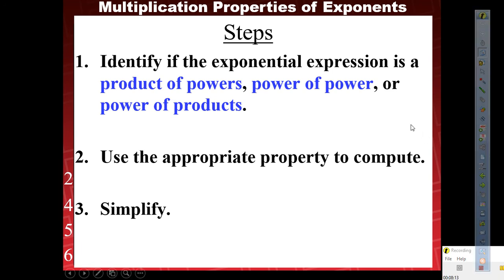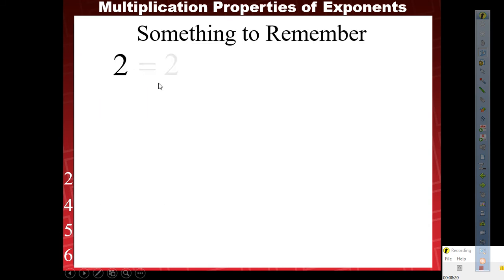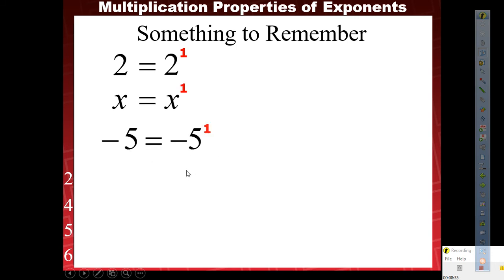Look up, please. Whenever you see a number without an exponent, automatically I want you to write a 1 as an exponent. Whenever you see a variable without an exponent, what are you going to write? A 1. Whenever you see a negative without an exponent, what are you going to write? A 1, and so on and so forth. Now, there's special situations with negatives, and I'll show you that when we get there, but for right now, just keep that in mind.